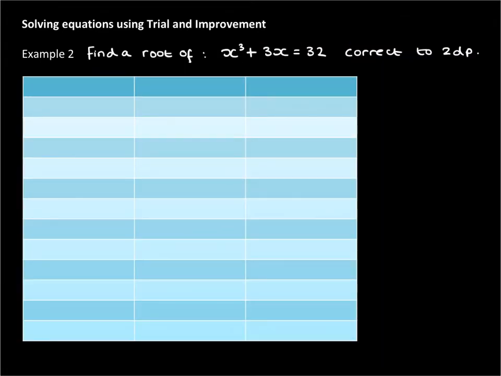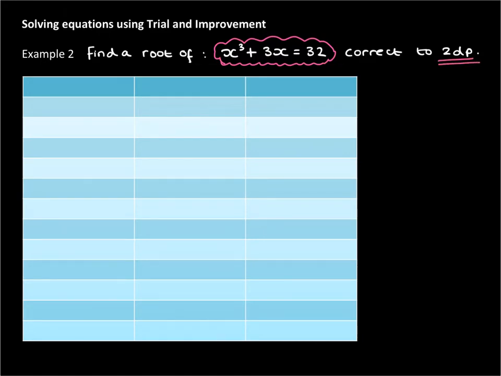So we're now going to have a look at a second example. Have a look at the equation. We are going to find a root, which is another way of saying answer or value of x, that satisfies the equation x cubed plus 3x equals 32. It's another cubic equation, and we are working correct to 2 decimal places.